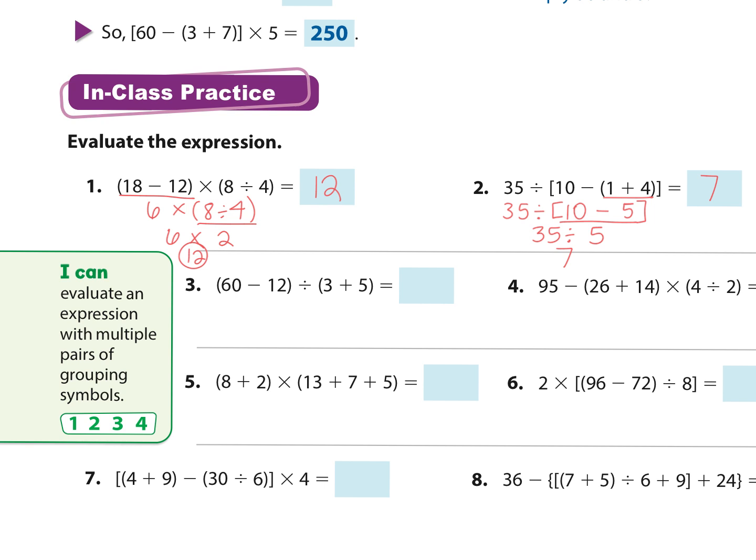Okay, let's do 3 together. 3 does not have grouping symbols inside of another grouping symbol. It's just like a normal order of operation problem. So working left to right, 60 minus 12 is 48. Bring everything else straight down. What do I do next? What would I do next on this line? 3 plus 5.